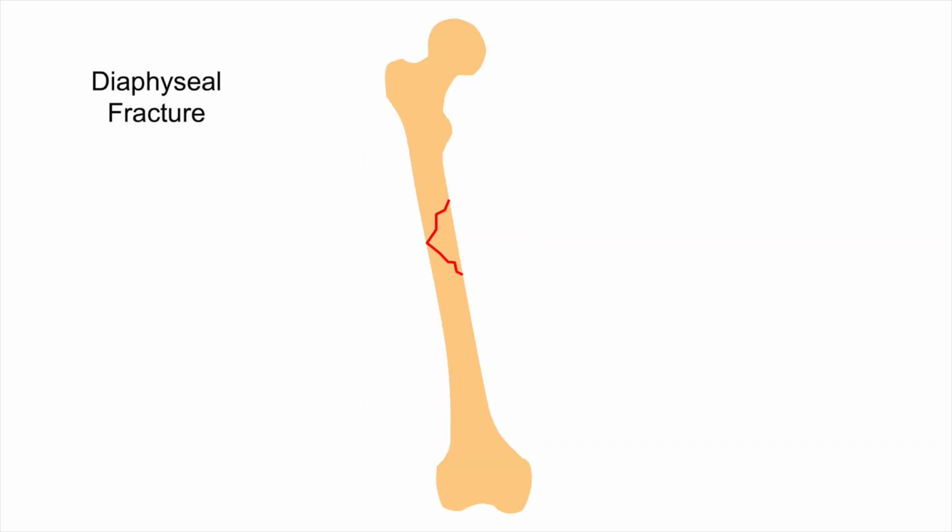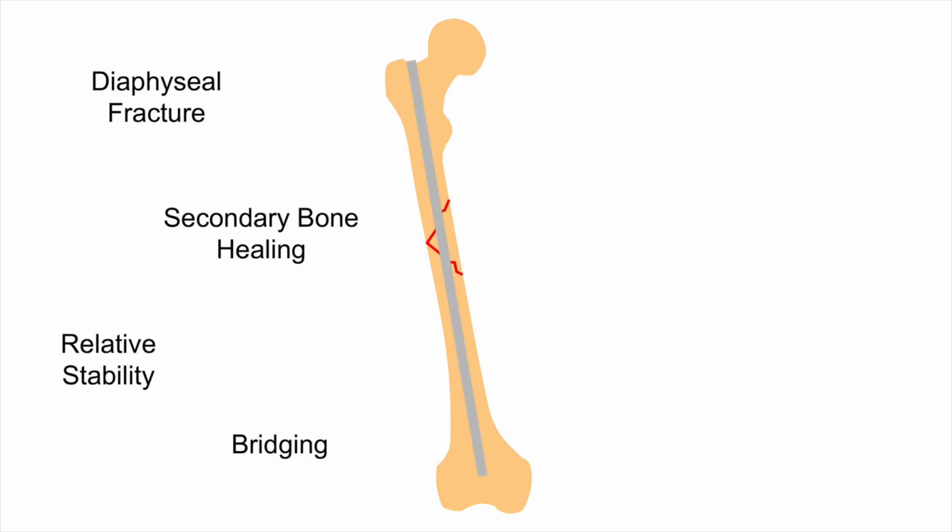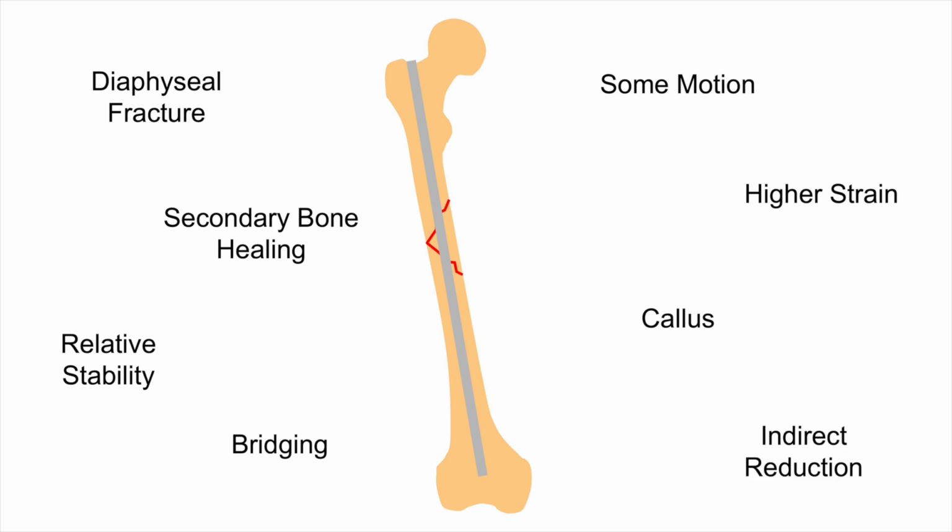Yeah, and for diaphyseal fractures, you try to get secondary bone healing. And for that, you can try to achieve relative stability through a bridging construct that allows for some motion at the fracture site, resulting in higher strain and callus formation as the bone heals. And in order to do that, you can use indirect reduction techniques.